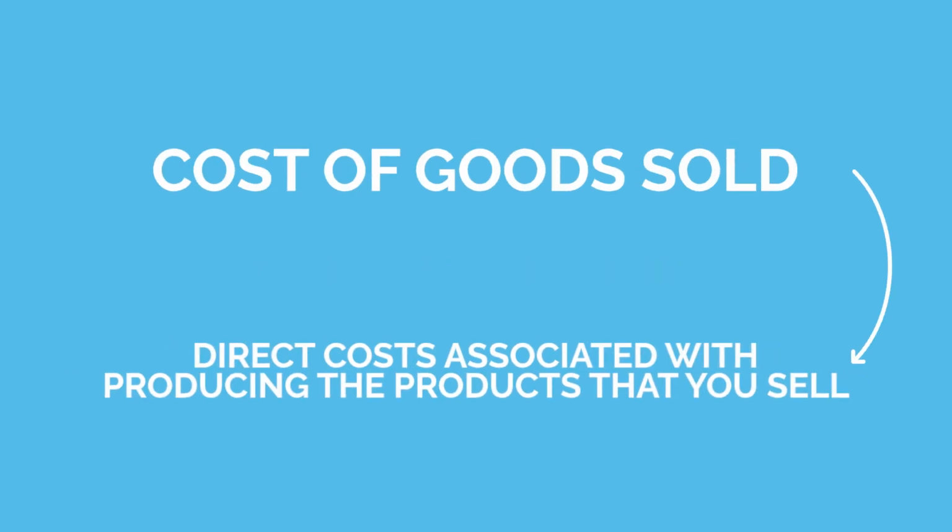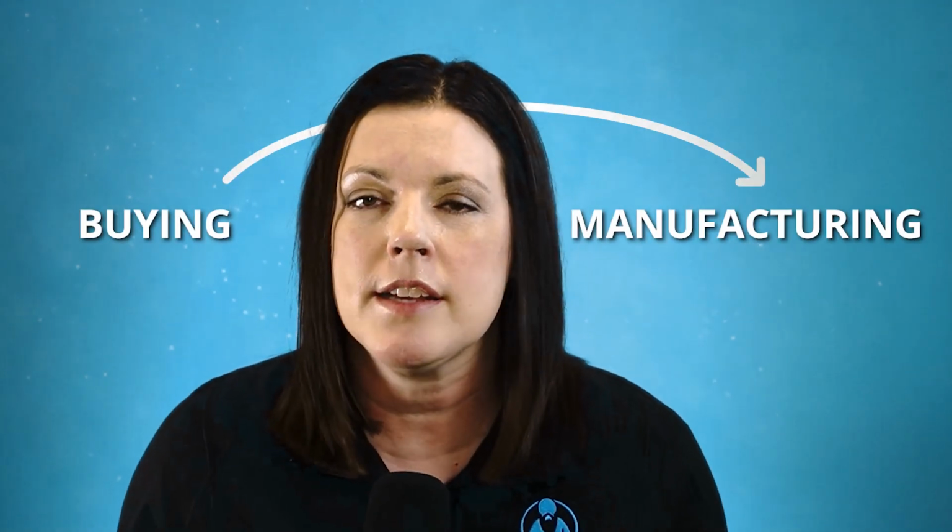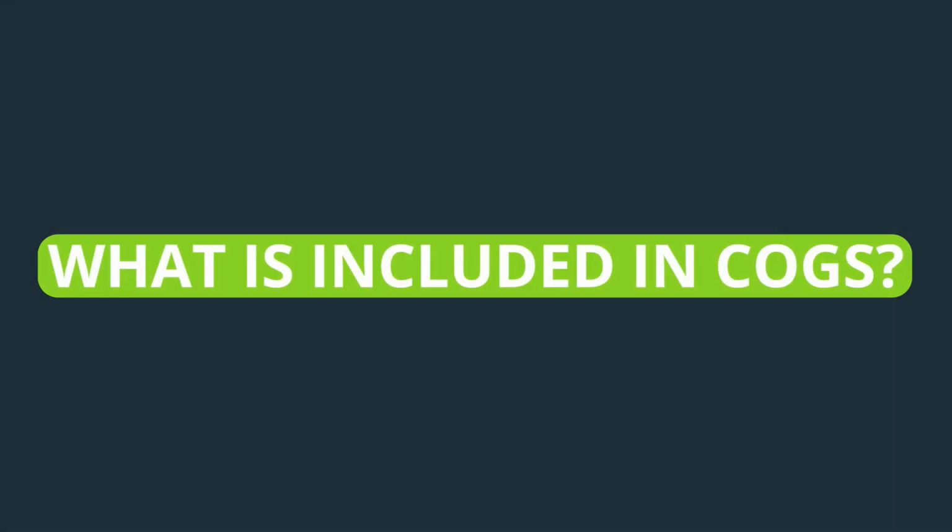COGS stands for cost of goods sold, and it's basically the direct cost for producing the products that you sell. This includes everything from buying to manufacturing your products and getting them ready to sell. Understanding your COGS is crucial because it directly impacts your profit margins and your overall profitability. So you might be asking yourself, what's included in COGS? Well, let's make a list of those items so that you know how to calculate COGS for your e-commerce business.